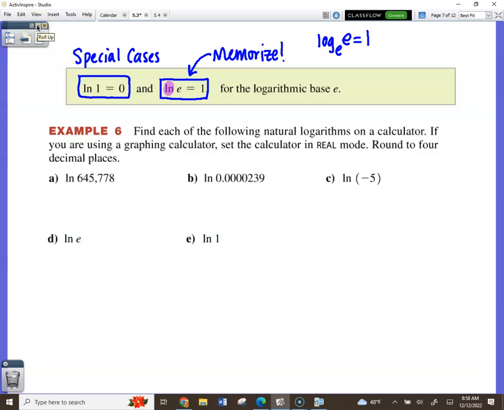Find each of the following natural logarithms on your calculator, which means type it in, round to 4 decimal places, and go. You're using what button this time? The ln button. You're going to 4 decimal places. Do all 5 of them right now. For 5, you have to know how to switch, because you can't do that in the calculator. Once you can get it to the other form, then you can use your calculator.